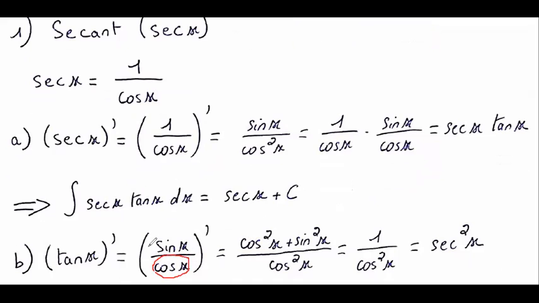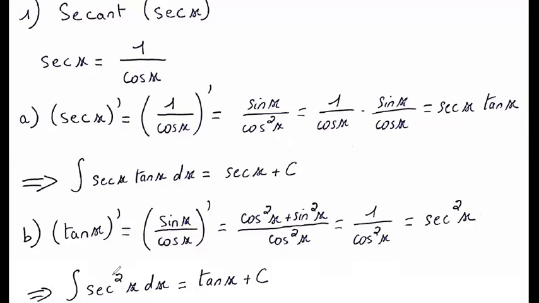minus sine. So I will get minus sine squared, which is plus sine squared, over v squared, which is cosine squared. And cosine squared plus sine squared is 1. So I will get 1 over cosine squared, which is secant squared, because secant is 1 over cosine. So the derivative of tangent is secant squared, which means that the integral of secant squared x dx is tangent x plus a constant c.